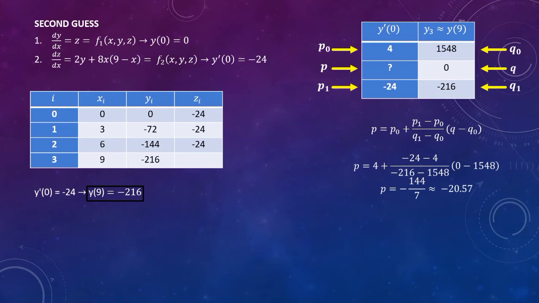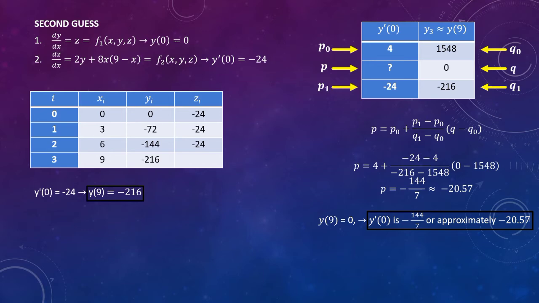So the value of p is negative 144 over 7, which is approximately equal to negative 20.57. That means when y at 9 is 0, the value of y prime at 0 should be negative 144 over 7, or approximately negative 20.57. So we solved the problem already.